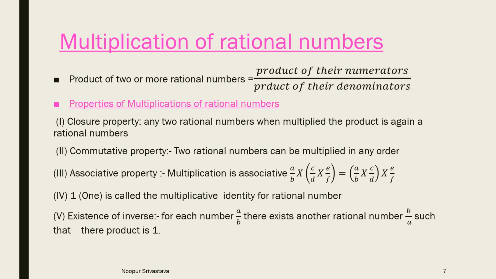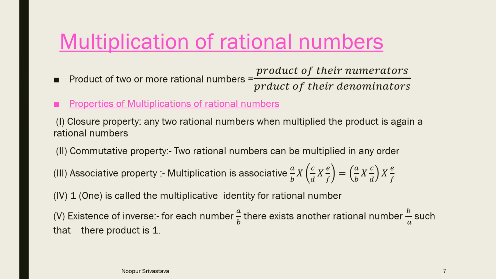Multiplication of rational numbers. The product of two or more rational numbers is equal to the product of their numerators upon the product of their denominators. So it's very simple. If you multiply 1 by 2 and 1 by 3, the product of numerators is 1 into 1 and the product of denominators is 2 into 3. So easily we can get the answer 1 upon 6.